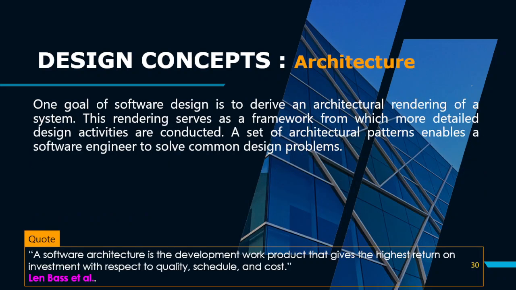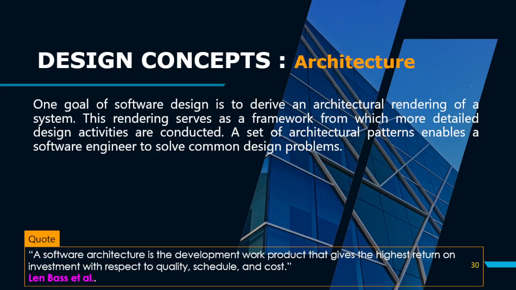The main goal of architecture, in terms of design, is to derive the architectural rendering of a system, how it works in a broad way: how rendering services will work throughout the system, and the framework from which more detailed design activities are conducted. Then there are the different architecture patterns that enable us, as software engineers, to solve common design problems. All these are the main goals of the architecture.